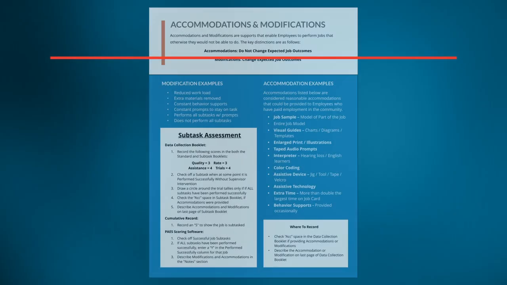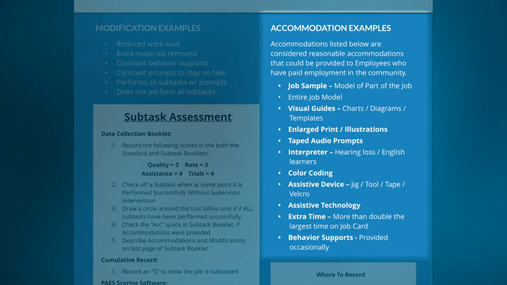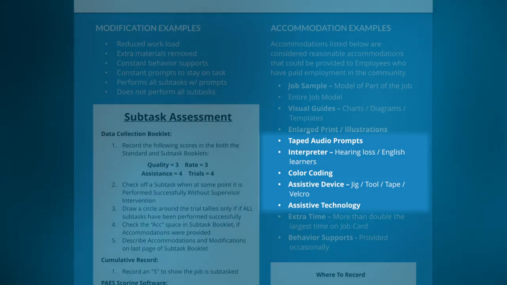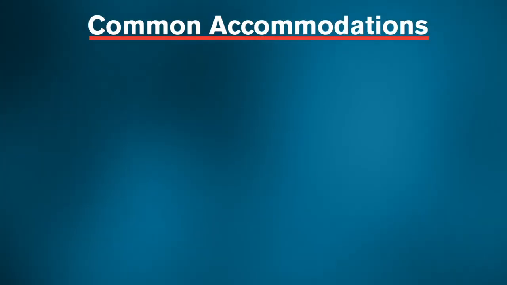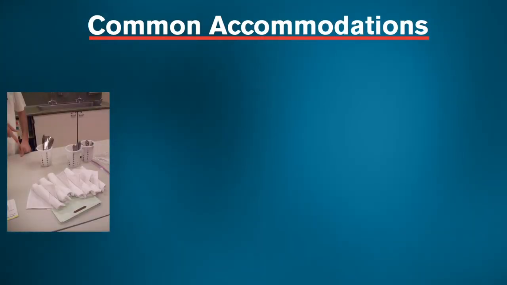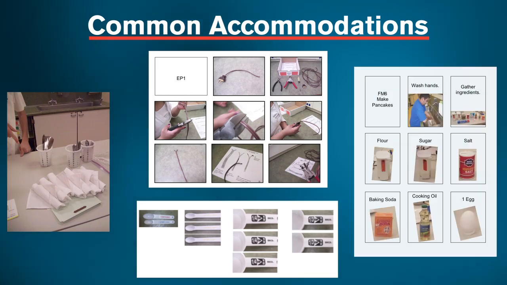An accommodation is any material you give an employee that they use while performing a job. Employees with physical disabilities, impaired vision, or language difficulties might need accommodations like taped audio prompts, visual aids, or an interpreter. Examples of common accommodations include a model of the completed job, a chart or diagram, or larger print instructions or illustrations. Accommodations should be in line with reasonable accommodations employees would have access to in a real-world work environment.